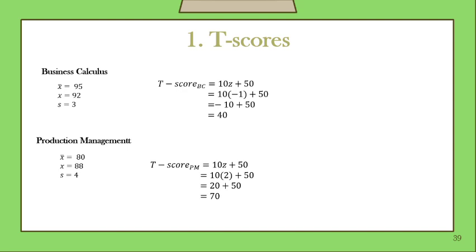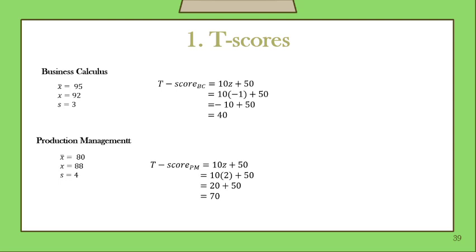Solve natin sa business calculus. Diba negative 1 yung z-score na na-solve natin kanina? So, substitute lang siya natin. So, 10 times negative 1 plus 50. 10 times negative 1 is equal to negative 10. And negative 10 plus 50 is equal to 40.